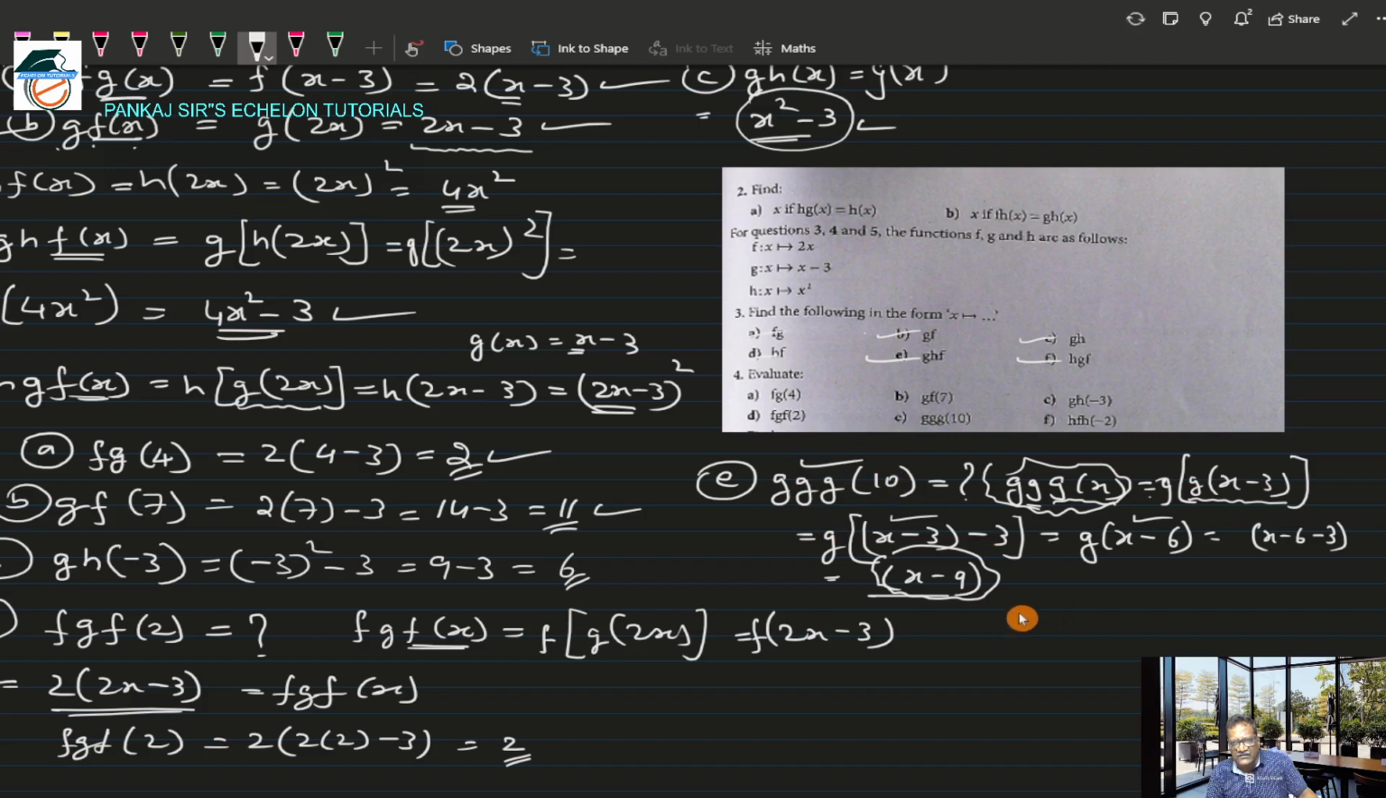Now they have asked you what? G of 10. In this you have to plug in 10. So it will be 10 minus 9, which is equal to 1. So the answer should be 1 for this E. So I think we are done with A, B, C, D, E, and we are left with one more, that is F. So what is F?